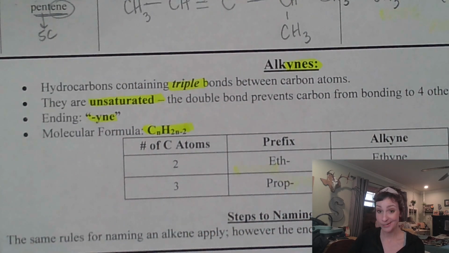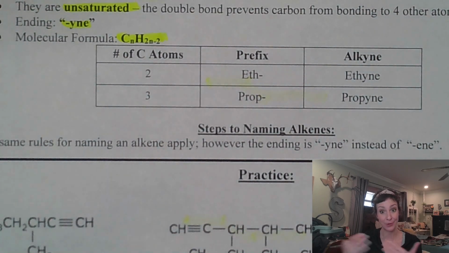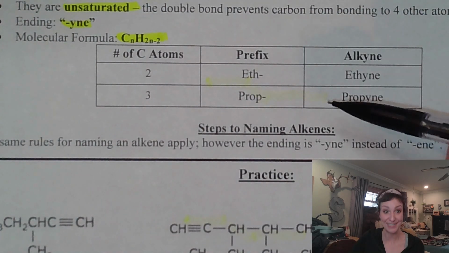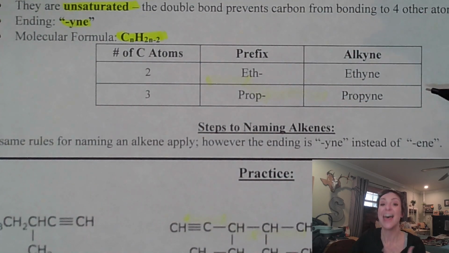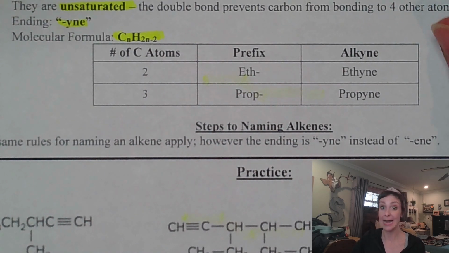Okay. Prefixes, totally the same, you guys. I'm not going to have a methane because in order to have a triple bond situation, you need more than 1 carbon atom. So we start at 2. I can have an ethyne. I can have a propyne, right? I can have a butyne, pentyne, all that fun stuff. Okay.